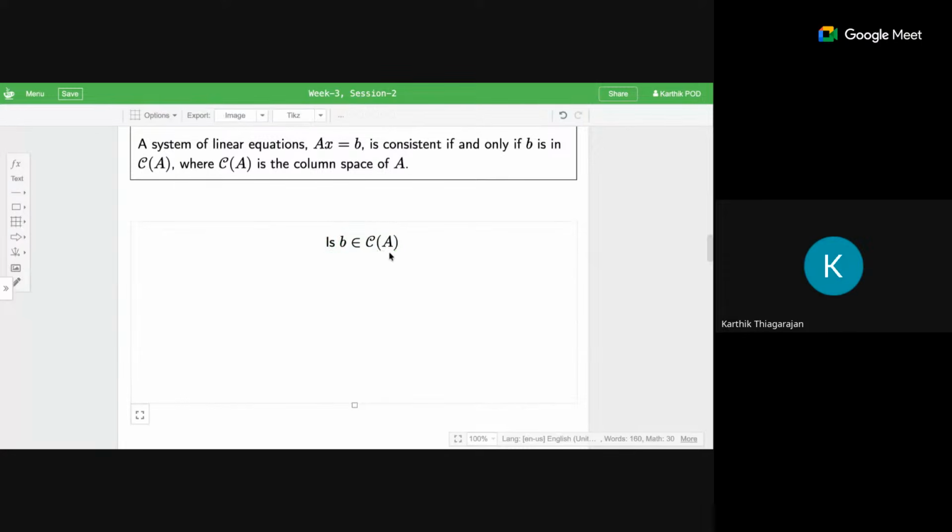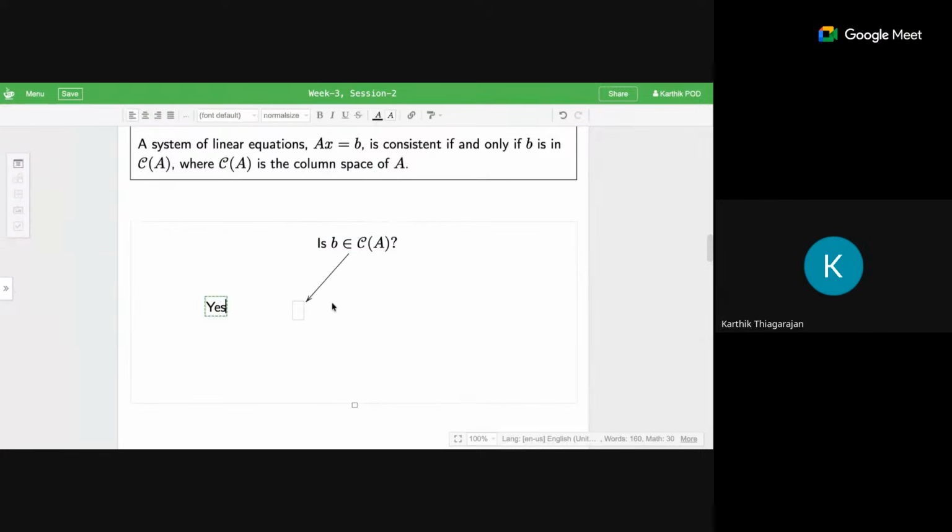So the question has an answer, right? It's a binary question in some sense. Is B in the column space of A, right? So there are two branches that are possible. There is one branch which says yes.